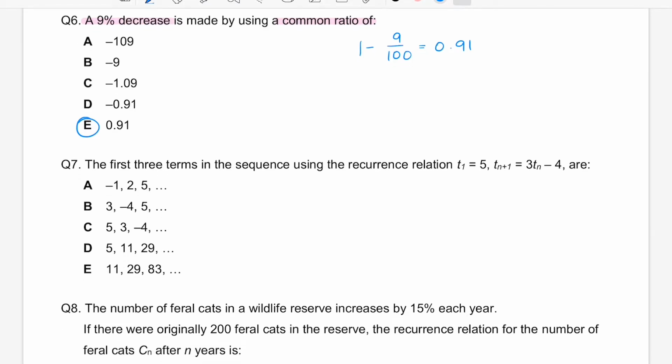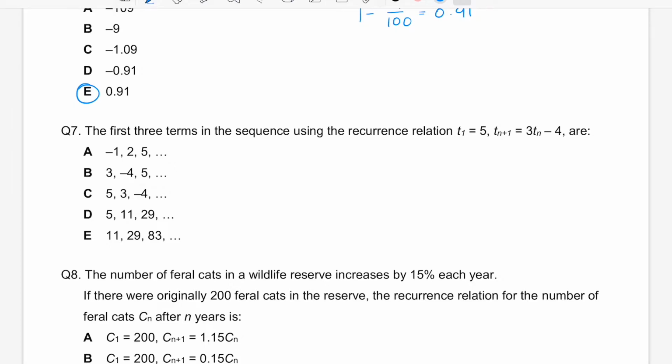So question 7 says the first 3 terms in the sequence using the recurrence relation T1 equals 5, and then the relation R. Alright, so once again we can see that this particular relation starts at T1, not T0. That's fine, but that also tells us that our first value of our number sequence should be 5. So if I look at my options here, I'm going to eliminate A, B, and E because none of them start with a 5. Remember, this tells us our sequence must start at 5.